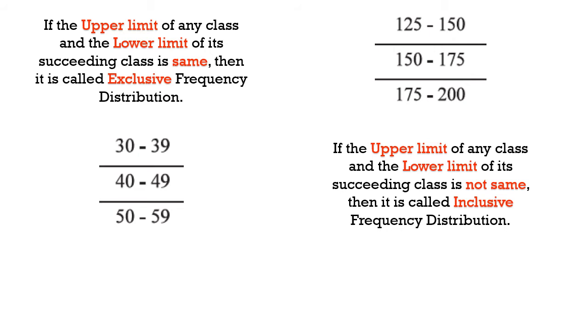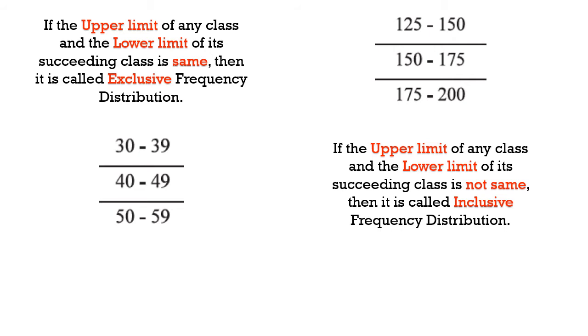That means in 125 to 150, 150 is not included. Similarly, in 150 to 175, 175 is not included. So I will show 175 in the class 175 to 200 and not 150 to 175. That's why it is known as the exclusive frequency distribution.